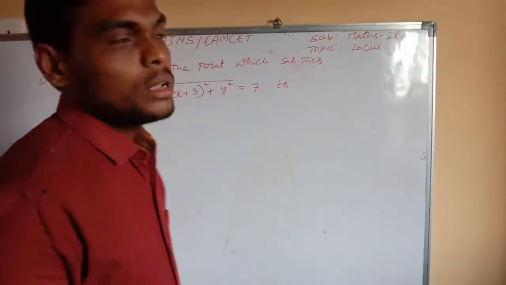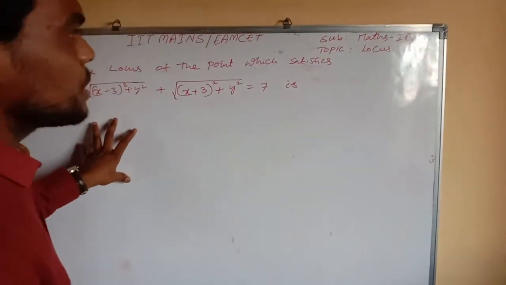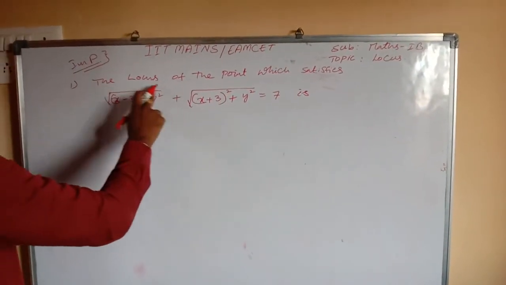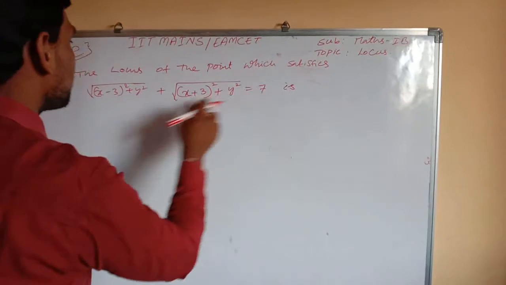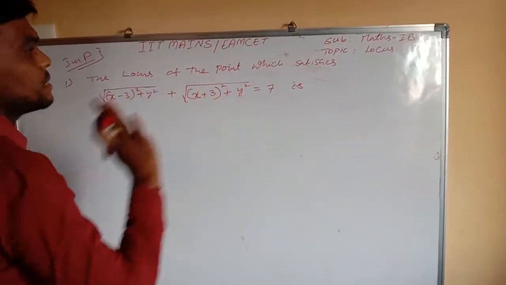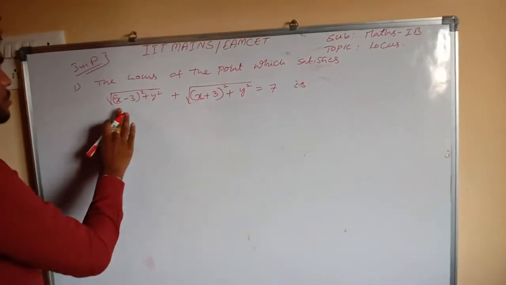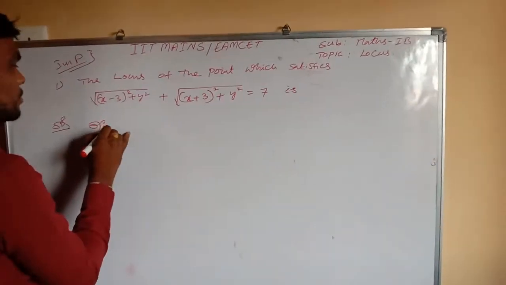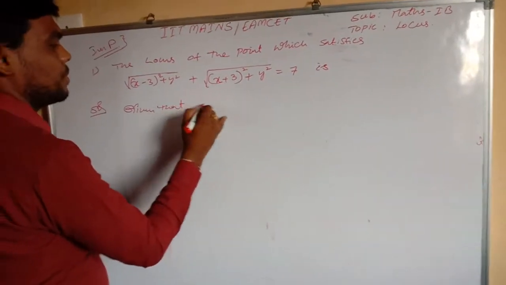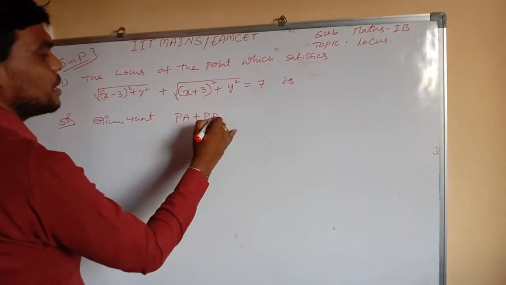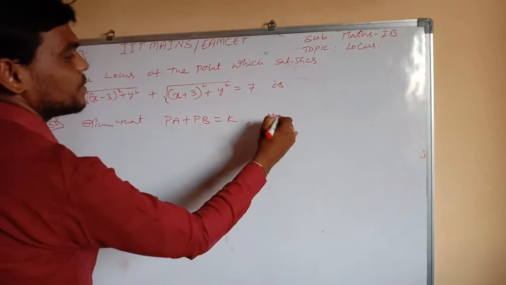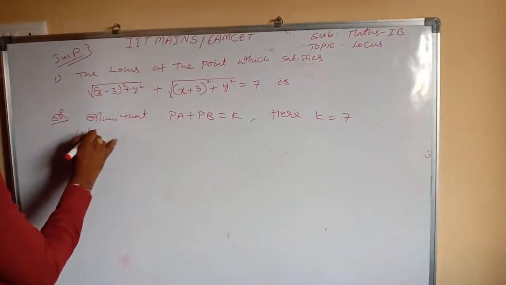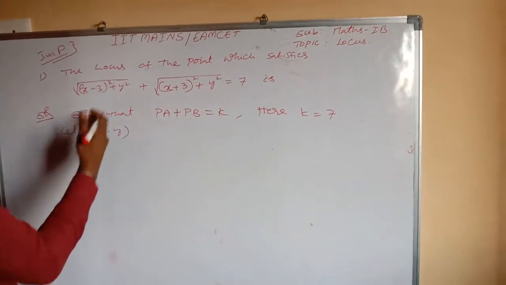Okay, from this chapter there are some important bits, which we will now discuss. The first bit is the locus of the point which satisfies the condition. Now we observe the condition, given that PA plus PB is equal to K, here K is equal to 7. Let P(x, y) be any point on the locus.